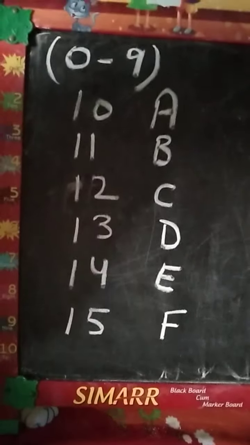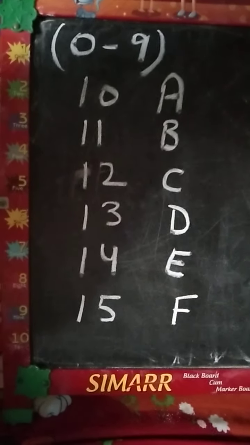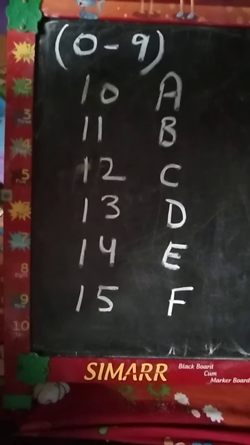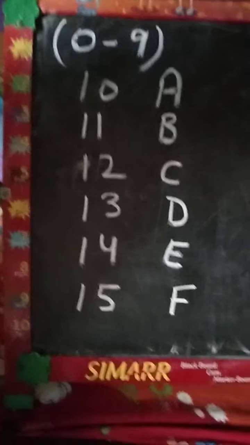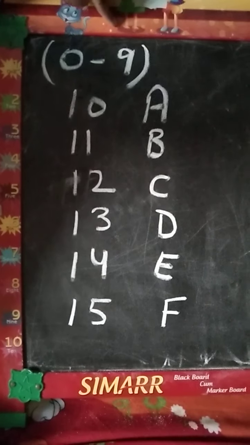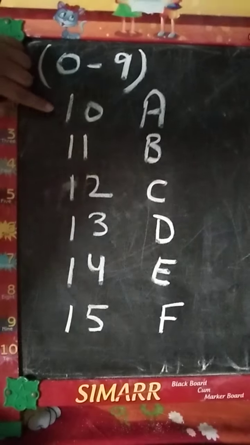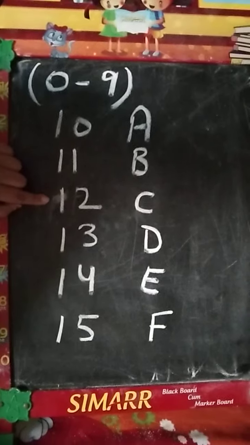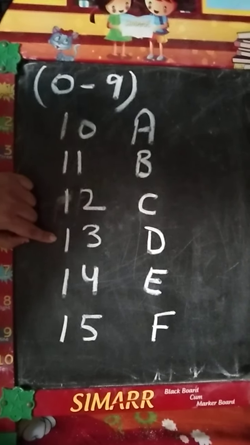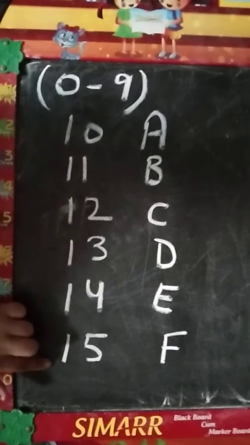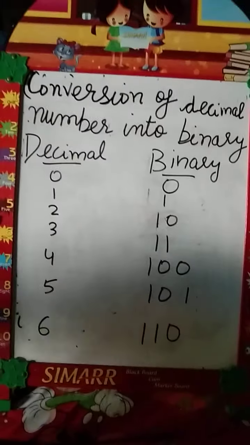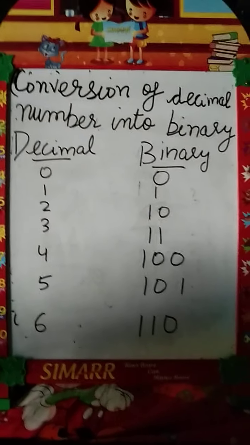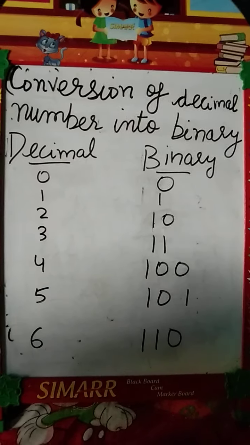Dear students, the decimal number system consists of digits from 0 to 9 and its base is 10. The hexadecimal system also contains digits from 0 to 9. Here 0 to 9 will remain the same, but we write 10 as A, 11 as B, 12 as C, 13 as D, 14 as E and 15 as F. Students, our next topic is the conversion of the decimal number system into the binary number system.